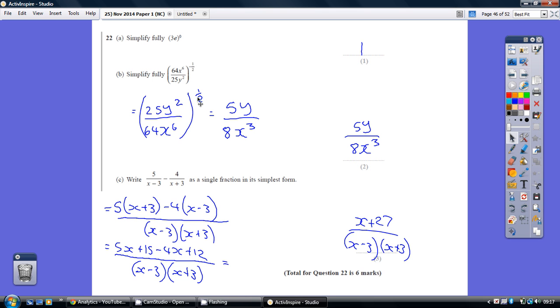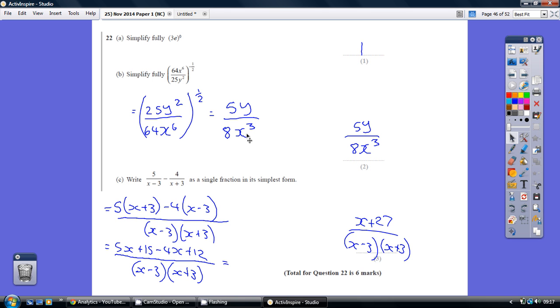Right, anything to the power of half just means you square root it. So work along square rooting each term. Square root of 25 is clearly 5, as is the square root of 64 is clearly 8. Now, y times y gives us y squared. So the square root of y squared is y.